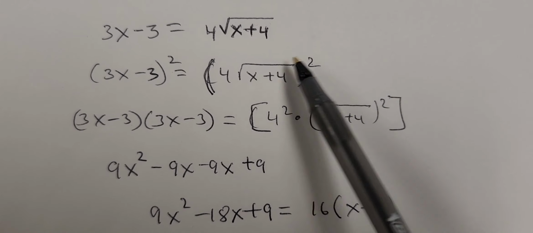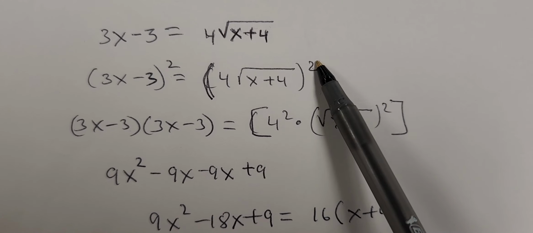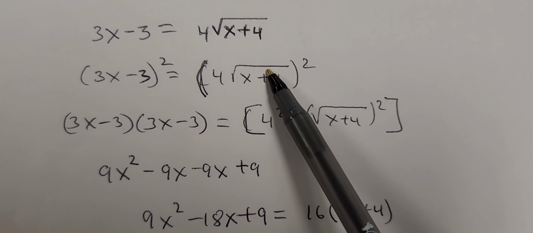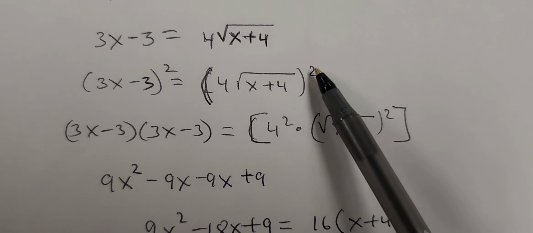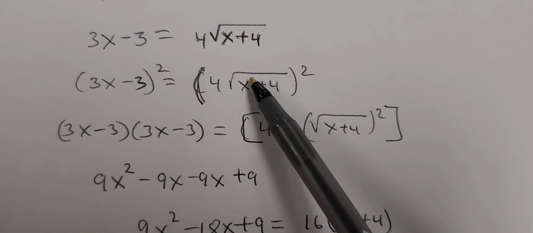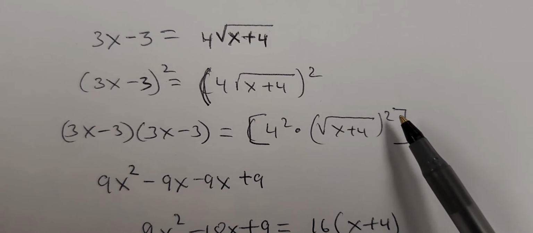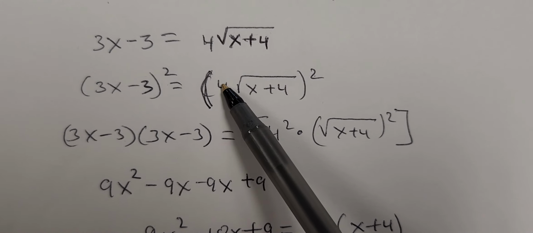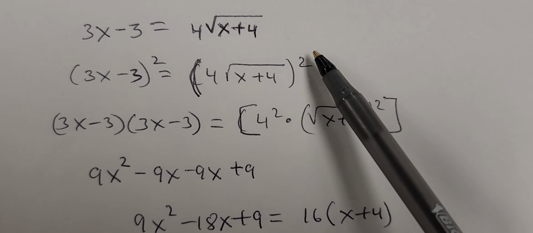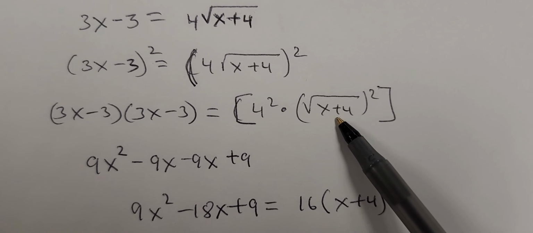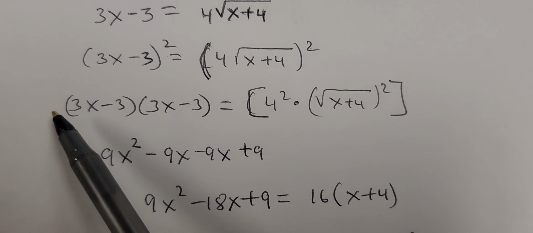Now this 2 right here distributes to this 4. This 2 distributes to this square root. So I have 4 square root 4 squared, which is here. This square root also has a power 2. Okay, so 4 squared, that's this one. Square root power 2, that's this right here. Okay, next multiply this out.